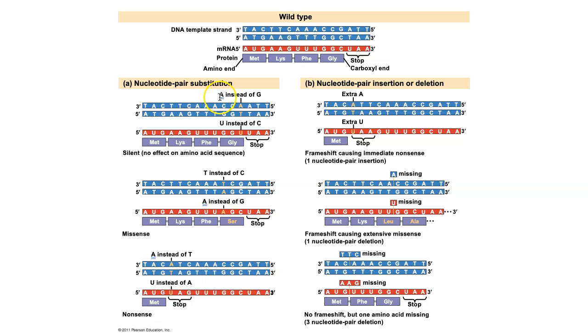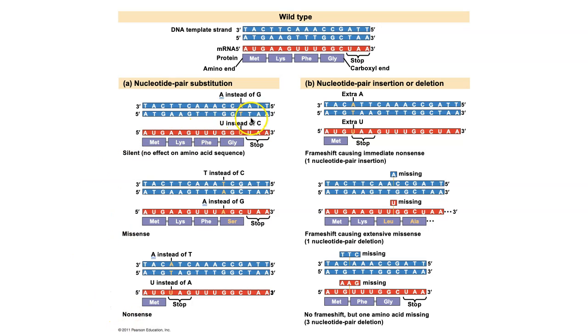Here's a comparison between a nucleotide pair substitution, right, where we're just substituting a pair of nucleotides, so we're creating the wrong codon, versus a nucleotide pair insertion or deletion. So up here is the wild type gene. This is what the DNA template strand and coding strand and mRNA should look like in a healthy, well-expressed gene. So here are the 3 examples of nucleotide pair substitutions: the silent mutation, the missense, and the nonsense.